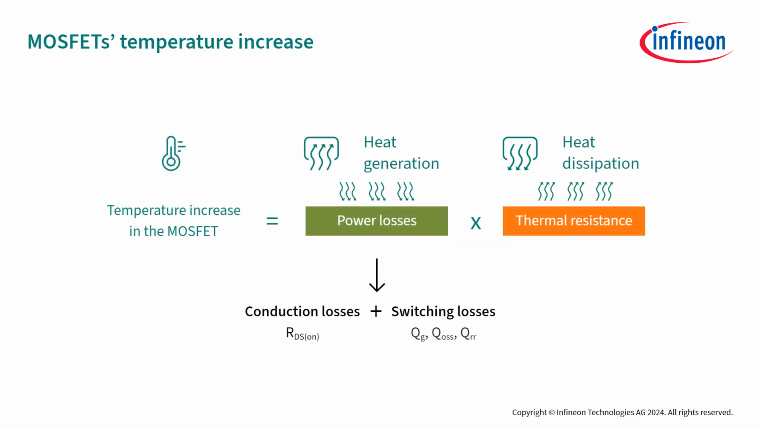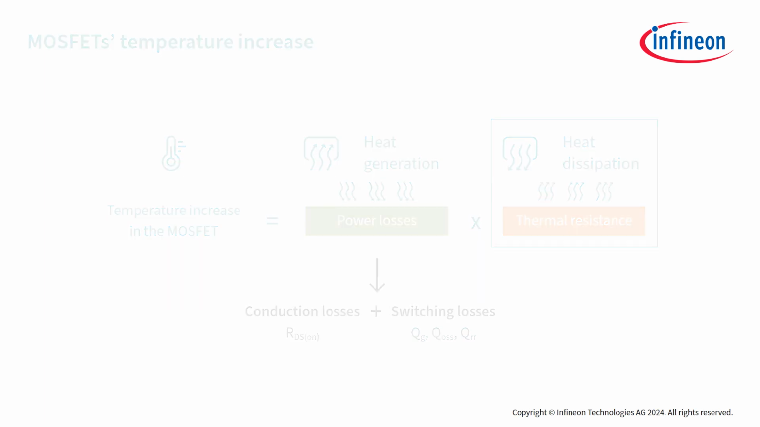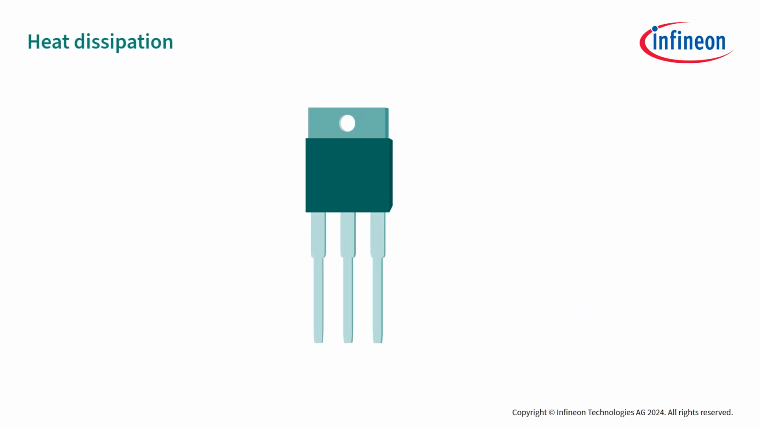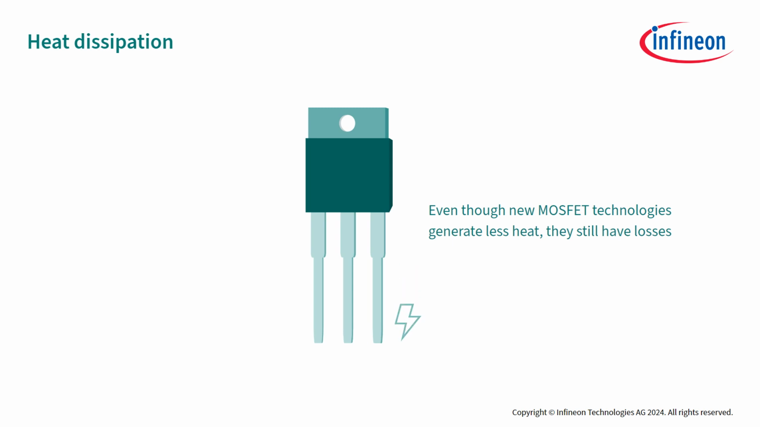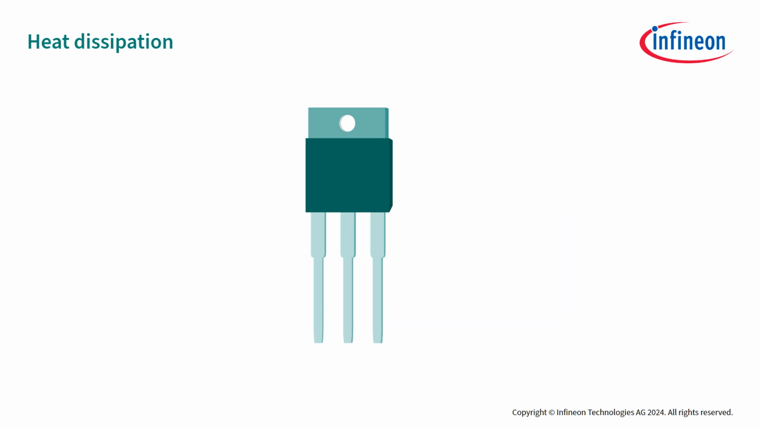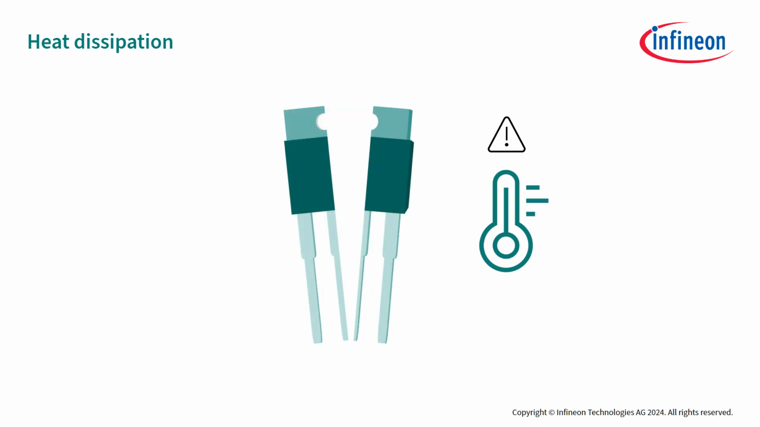Now that we understand how heat is generated when a MOSFET is operating, let's explore how that heat can be removed, or in other words, dissipated. Heat dissipation is important because, even though new MOSFET technologies generate less heat, they still have losses. If we don't remove this heat, the temperature will start rising in the MOSFET. Eventually, the MOSFET will reach its maximum allowed temperature, which could lead to performance issues and, if the temperature becomes too high, catastrophic consequences such as complete failure of the MOSFET.